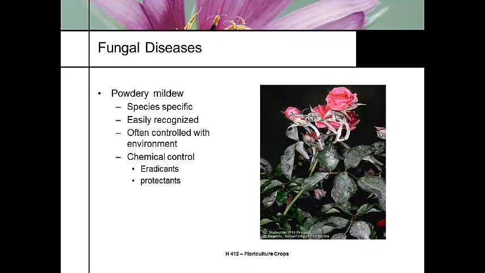There are two kinds of controls we can use. We can use eradicants and protectants. Protectants are fungistats, eradicants are fungicides. What the rose growers used to do once or twice a week is just go in there and spray cold water on the plants and knock the fungus off, and just keep the fungus development down.